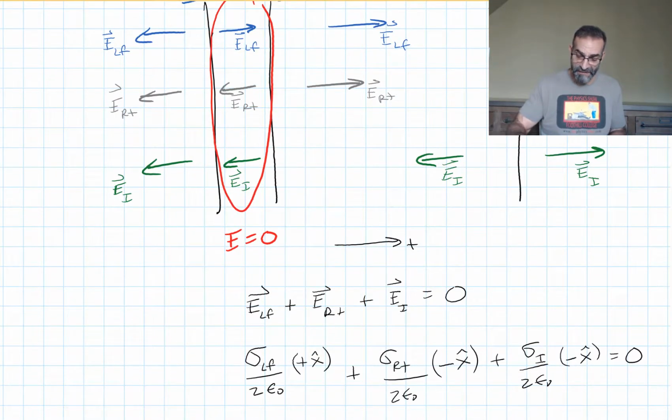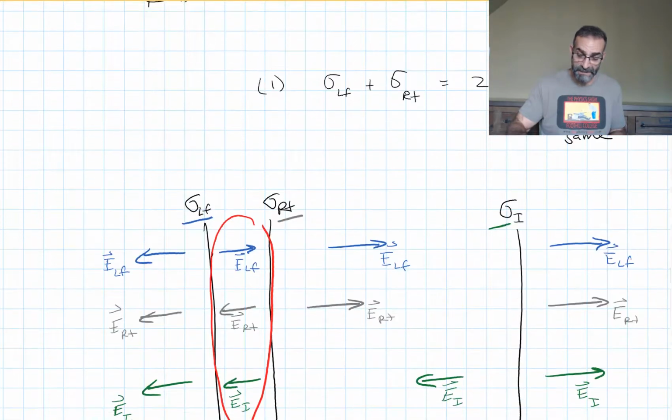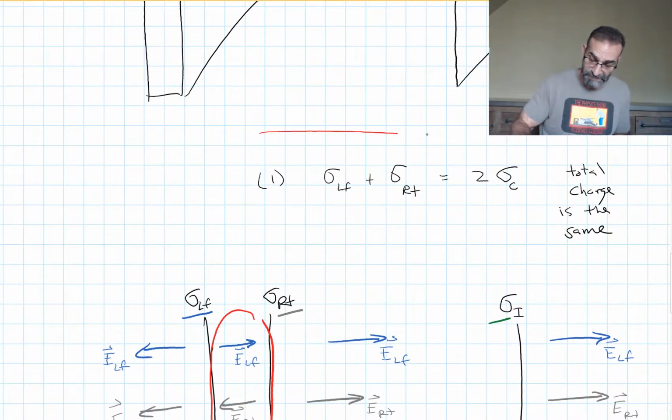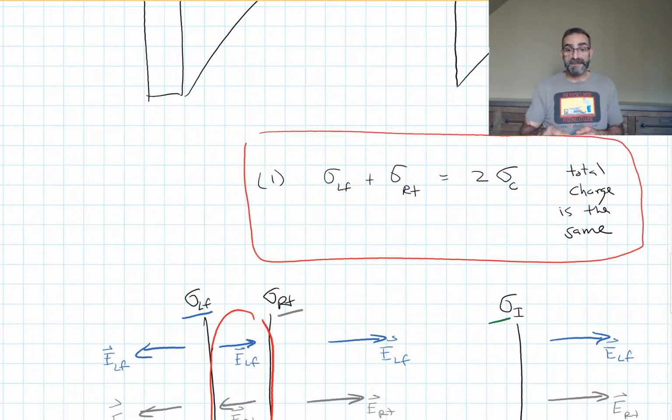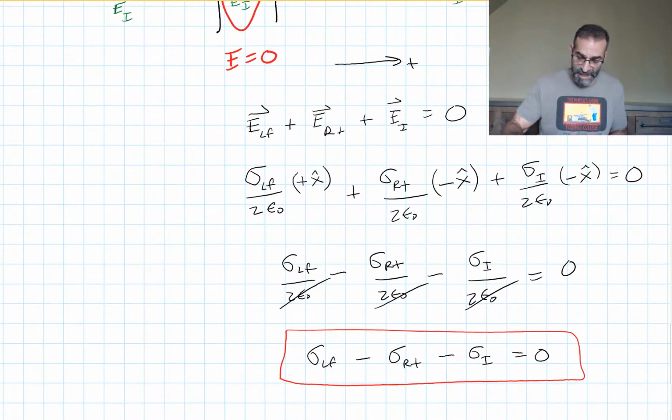Luckily, I have another equation. Sigma left plus sigma right has to equal 2 sigma conductor, and sigma conductor was given in the problem. Those were the two givens, sigma conductor and sigma insulator. Now we're trying to find how that sigma conductor splits into sigma left and sigma right after we move an insulating sheet next to it. So I have two equations and two unknowns, and I can solve those.